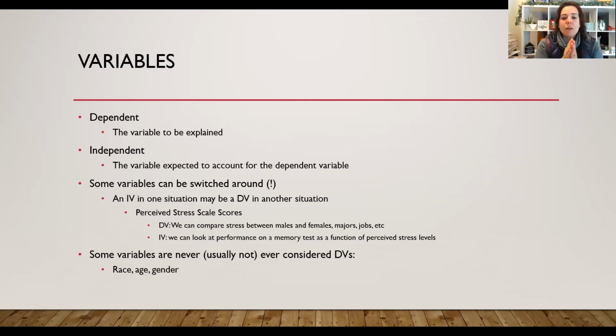However, some variables are very rarely, usually not ever, considered dependent variables. And race, age, and gender are part of that. Those tend to always be independent variables.